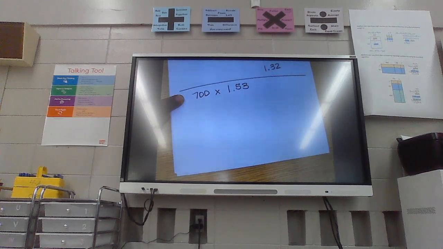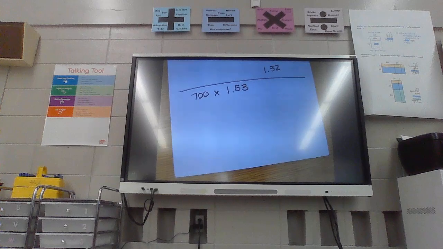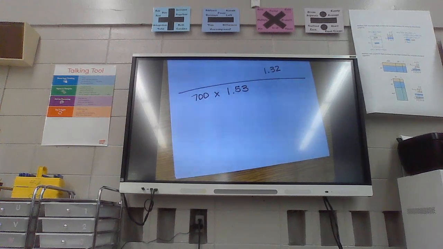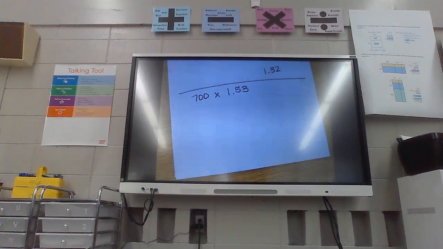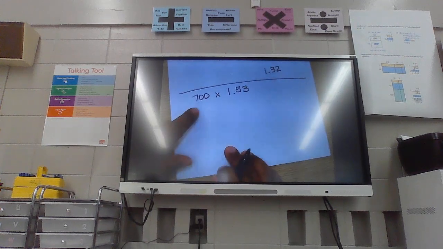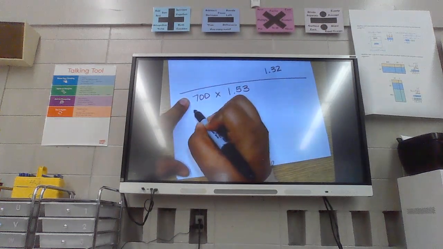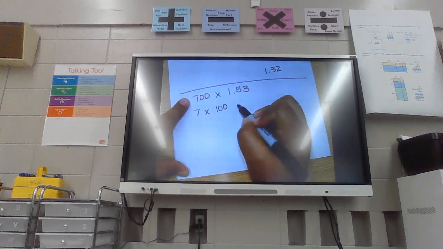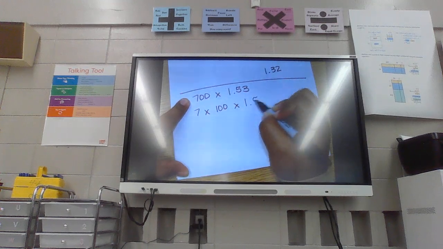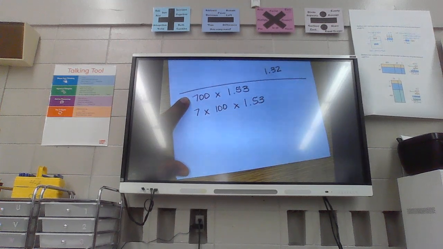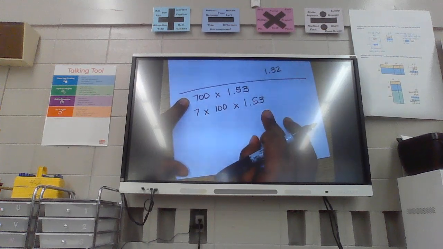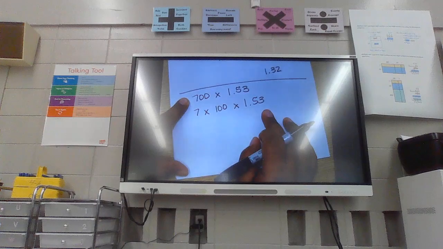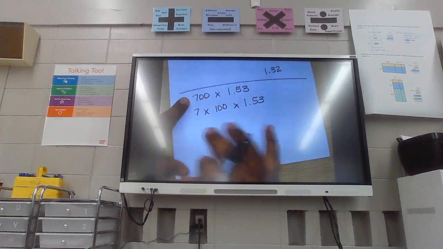Associative property, right? So we remember the associative property tells us that I can break these numbers up into their what? Not their parts, they what? Somebody said factors, right? So instead of looking at this as 700, I can look at this as what? 7 times 100 times 1 and 53 hundredths, right? Do I have to multiply 7 by 100 first? Does it matter which order I multiply these in? No, as long as I multiply all 3 of these factors, right?